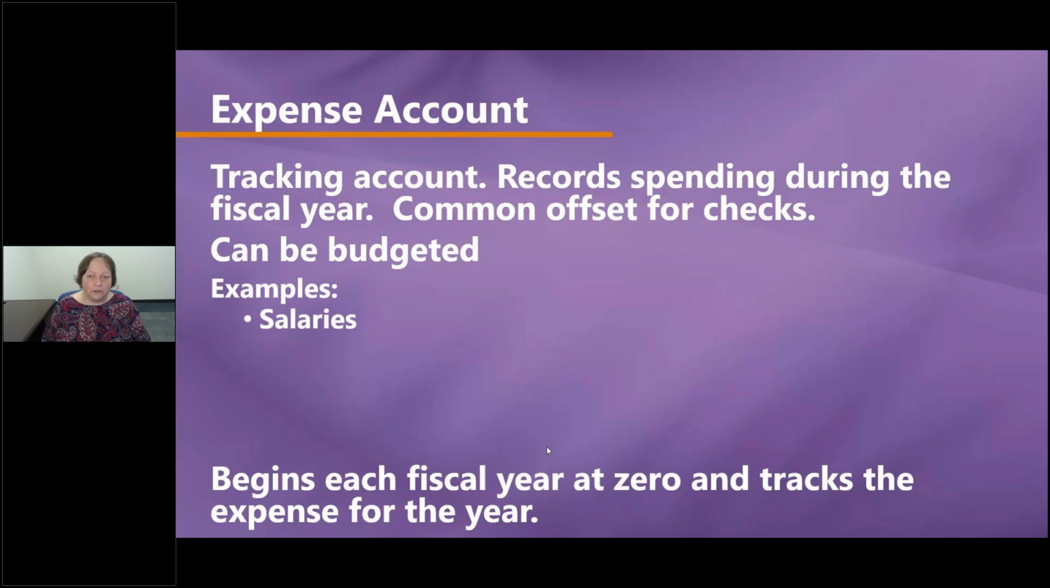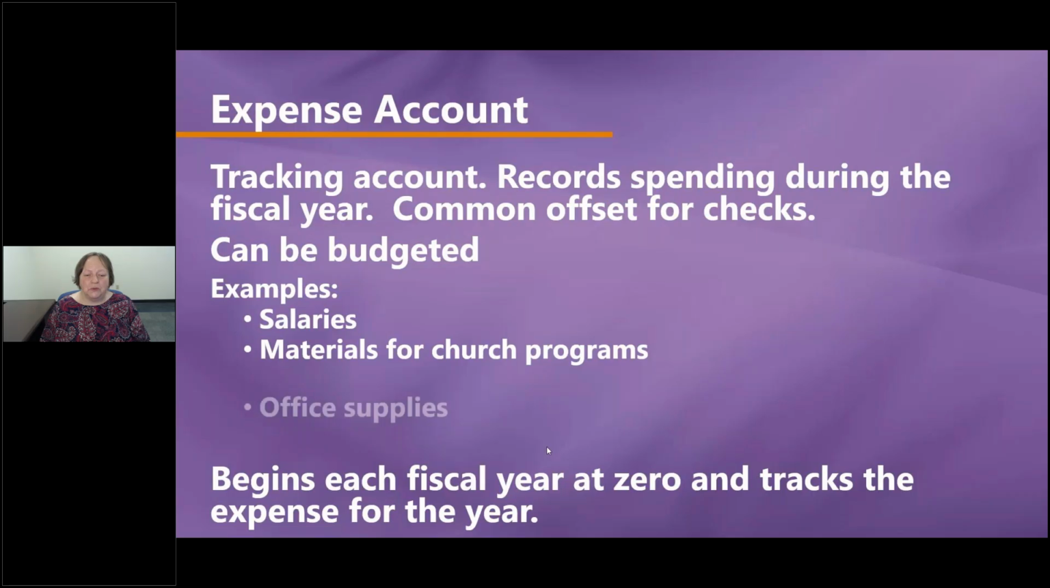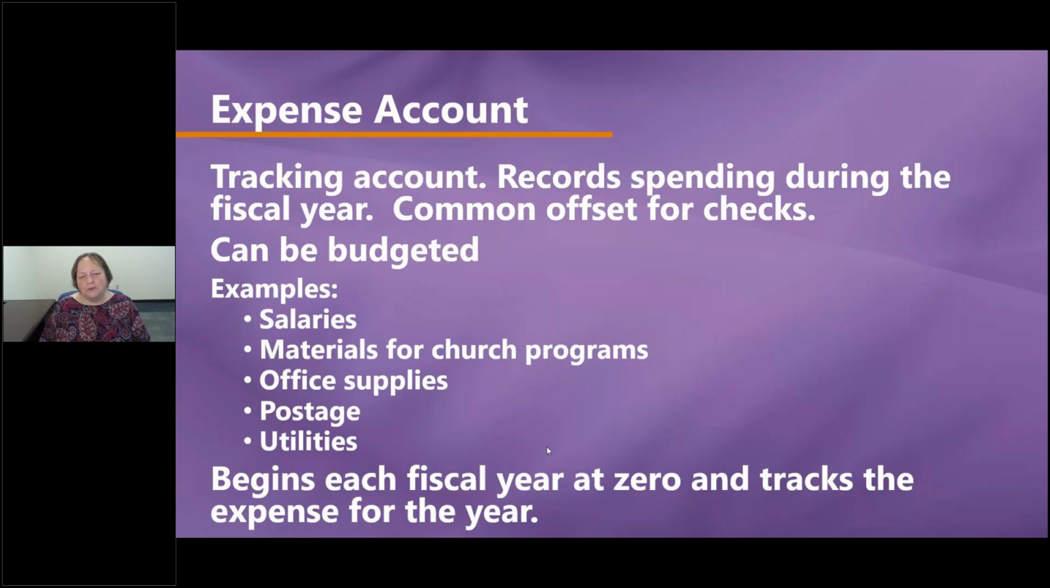Some more examples of that might be salaries for employees, your communion supplies and materials for church programs, everything that you use at the church. Also things like cleaning supplies at the church, or your utilities, or office supplies, postage, etc. And again, those begin each fiscal year at 0 so that they can track the expenses for the current fiscal year through the end of the year, and then they start over at 0 again.